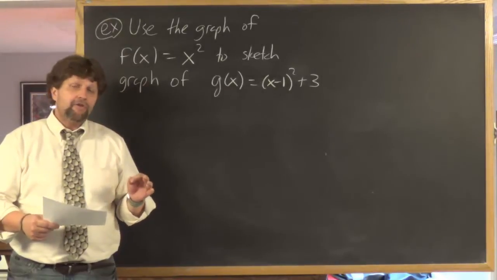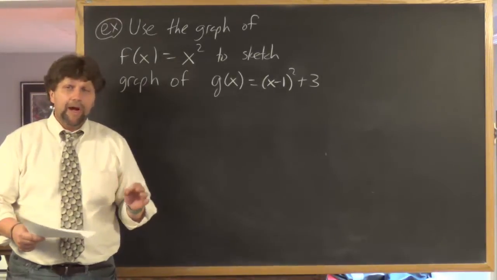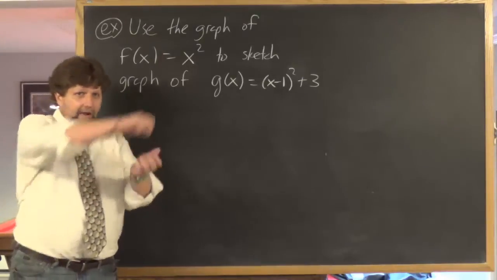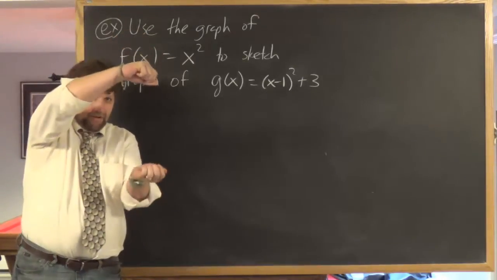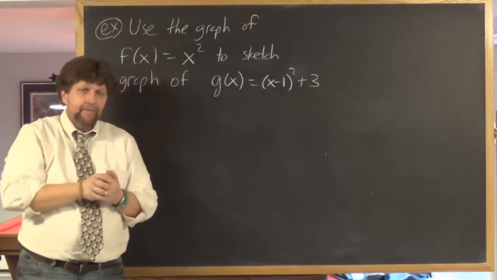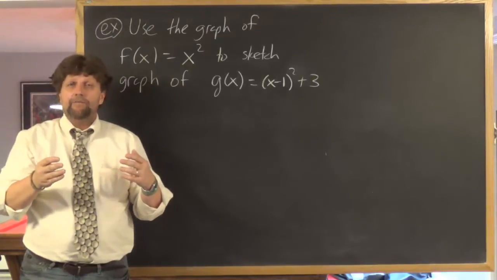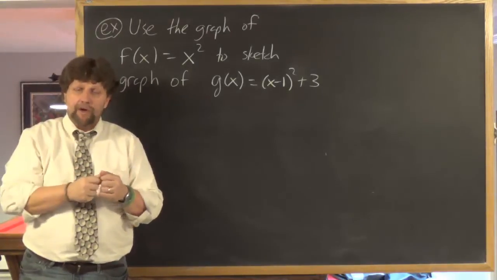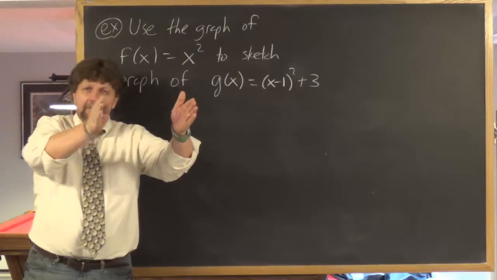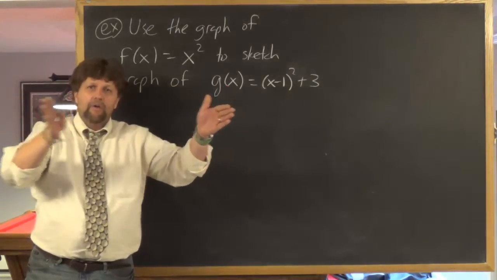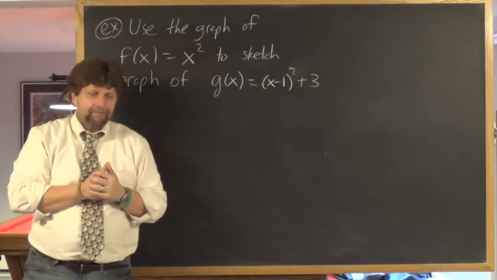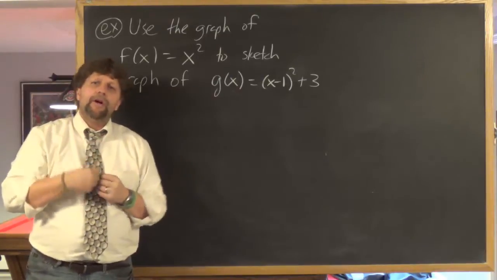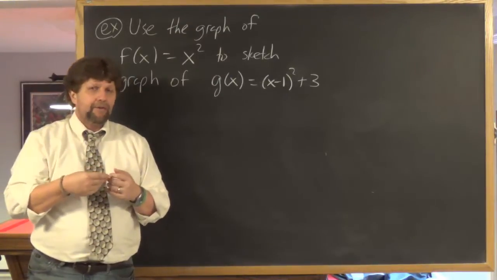A vertical stretch or a vertical compression, that's where you would take the graph of something and stretch it or compress it. And then a horizontal stretch or a horizontal compression, that's where you take a graph and you'd stretch it out horizontally or compress it horizontally. You'll see this if you go on and take trigonometry. They're going to be called different things.